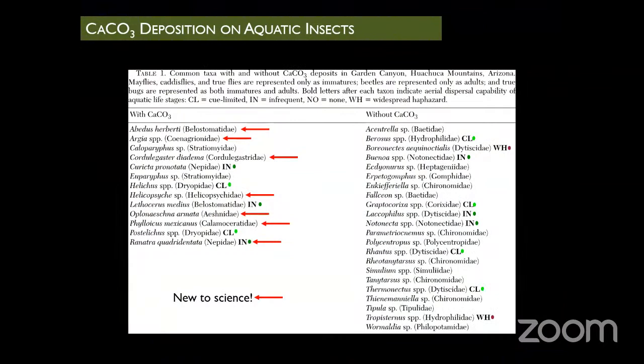So here is a big lunch of the organisms that we found that had calcium carbonate deposition on them and those without. The red arrows meant that we were the first describing it in a published article. And so that was pretty cool. It seemed to be related to how long these organisms are living in this stream. May not be selective.